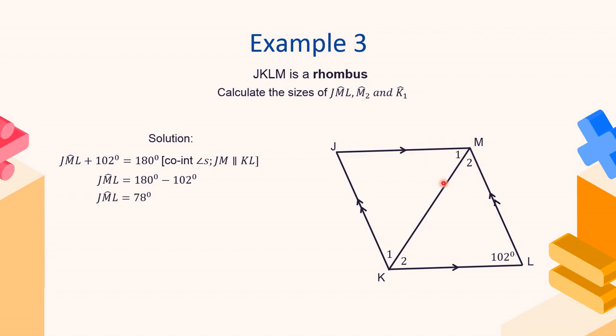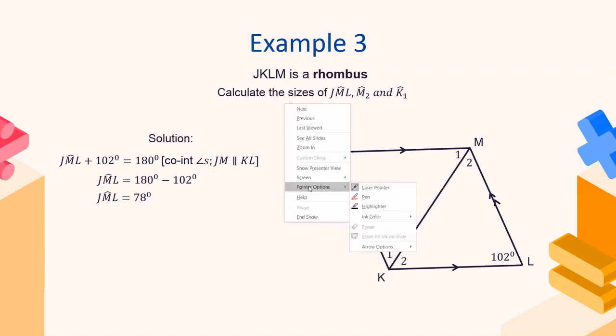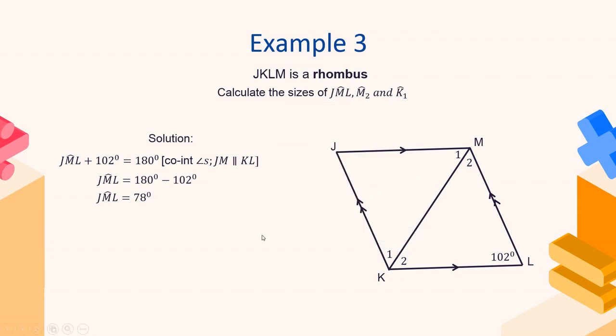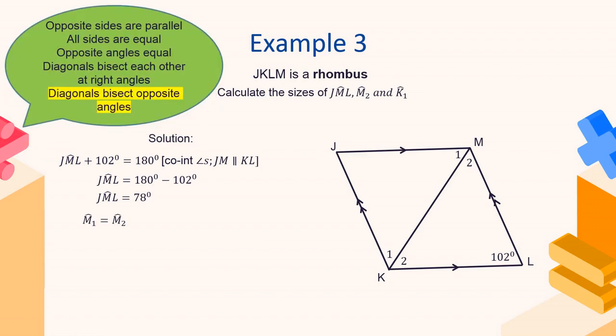So if this diagonal MK bisects angle M, what does this mean? It means that it cuts the whole of angle M into two equal parts, which means M1 is equal to M2. Likewise, this diagonal bisects angle K, and therefore angle K1 and K2 will be equal. So now that we know that, would it be correct for me to say M1 is equal to M2? Yes, and we will use the reasons from the properties of a rhombus.